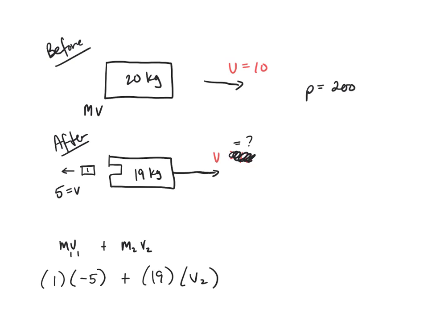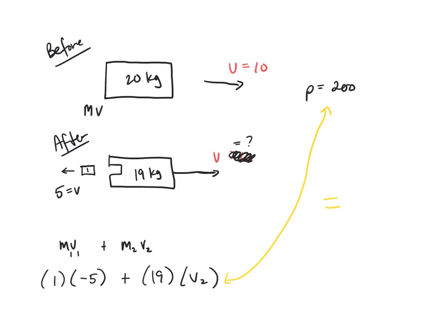200. So you know what? That means that this quantity has to be equal to 200. The momentum initially equals the momentum at the end. So therefore, this V2 has to be greater than 10. It's not going to work if it's not.